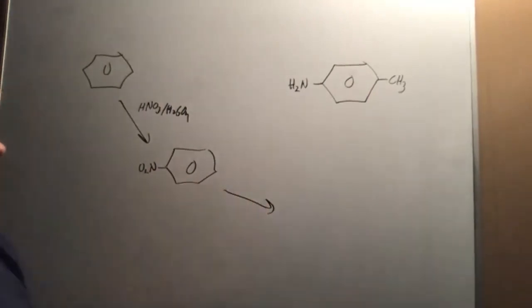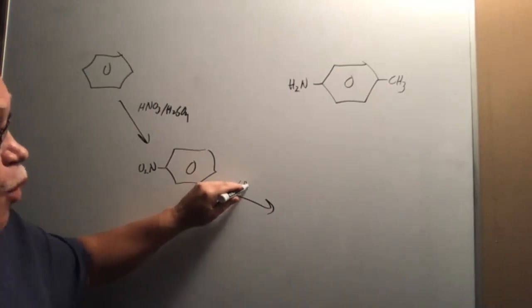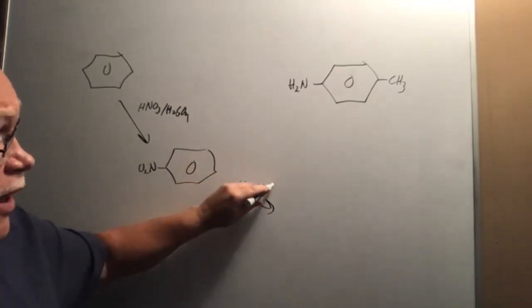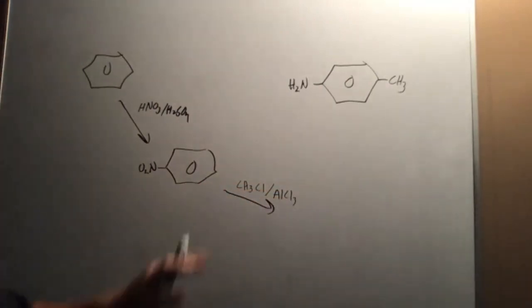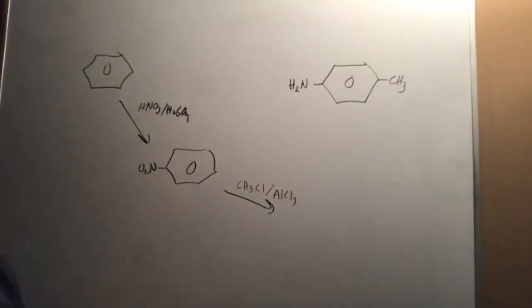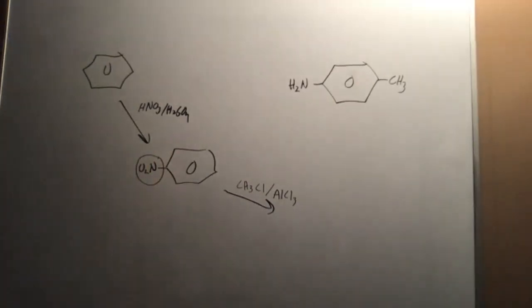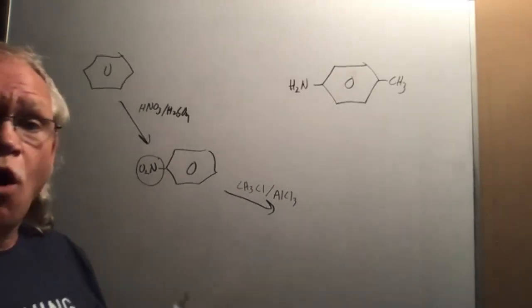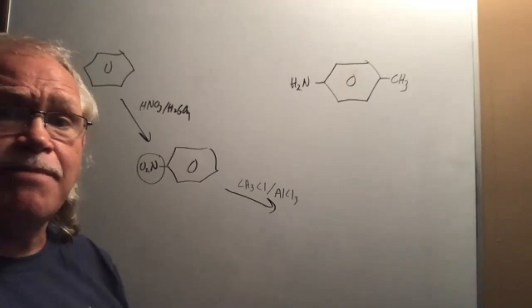I think I want to add the CH3. So what adds the CH3? This set of reagents. Notice that methyl chloride and aluminum chloride would add the CH3 group to that ring. But what's the problem here? Look at the group that's already on the ring. What can you tell me about that group? Is it an ortho-para-director or a meta-director?